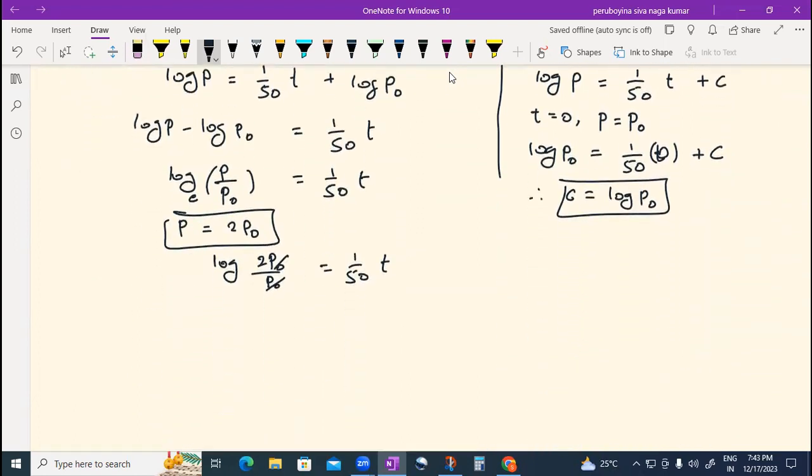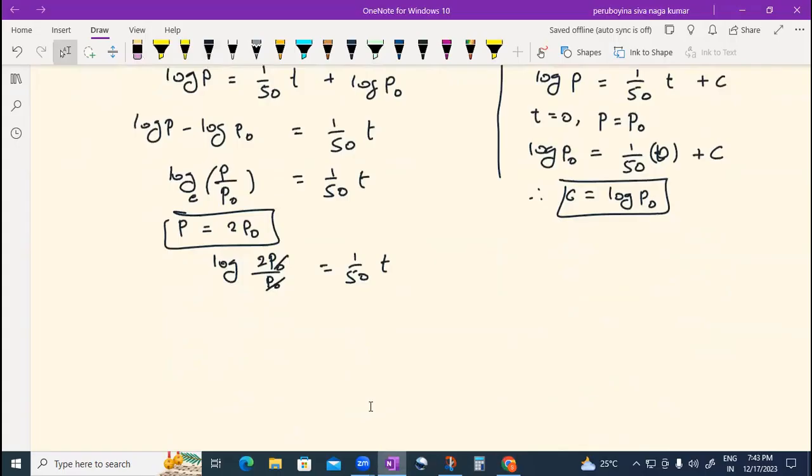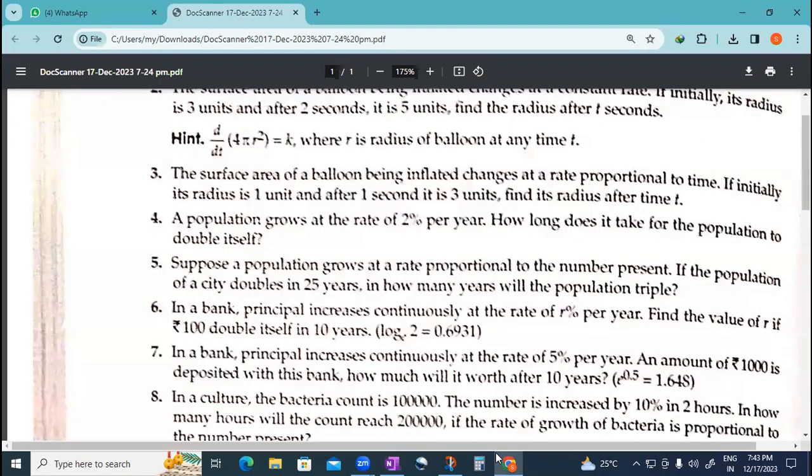The log 2 value will be mentioned in the question paper. Look at this part here: the log 2 value is 0.6931. We will use this value. So 50 into log 2 is equal to T, that means 50 into 0.6931.